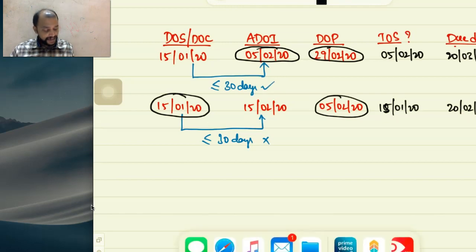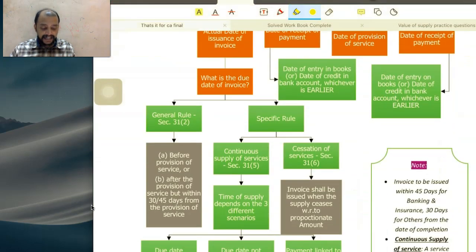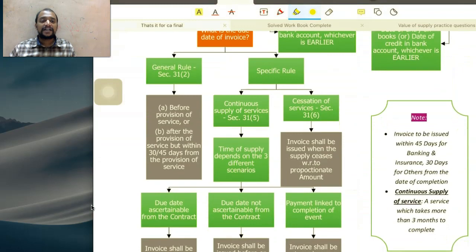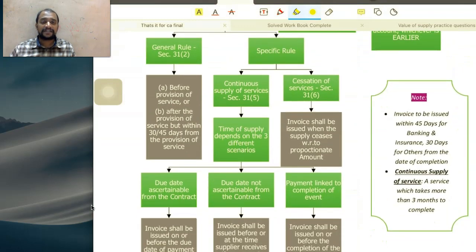Suppose if it is banking and other financial services, we need to take it as 45 days. So in the same page, look into that note. Invoice to be issued within 45 days in case of banking and insurance and 30 days in case of others. From which date? From the date of completion. That's a general rule here.